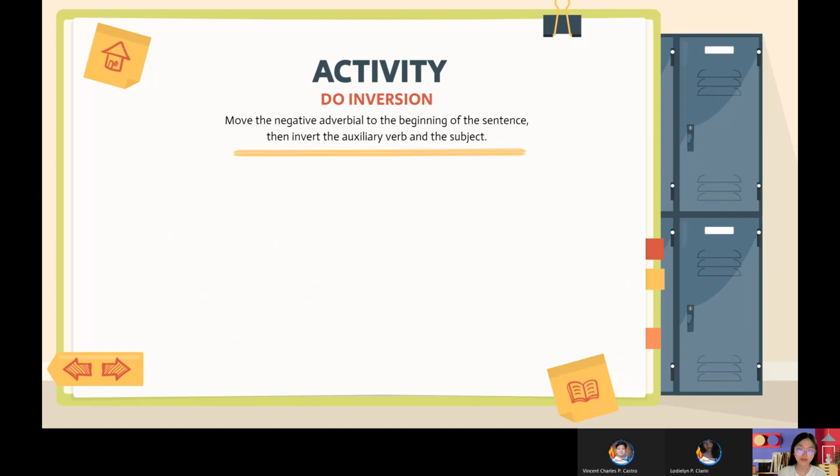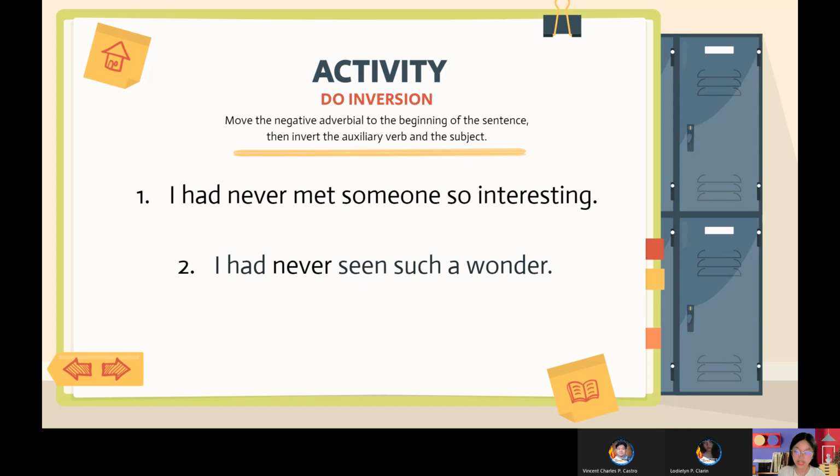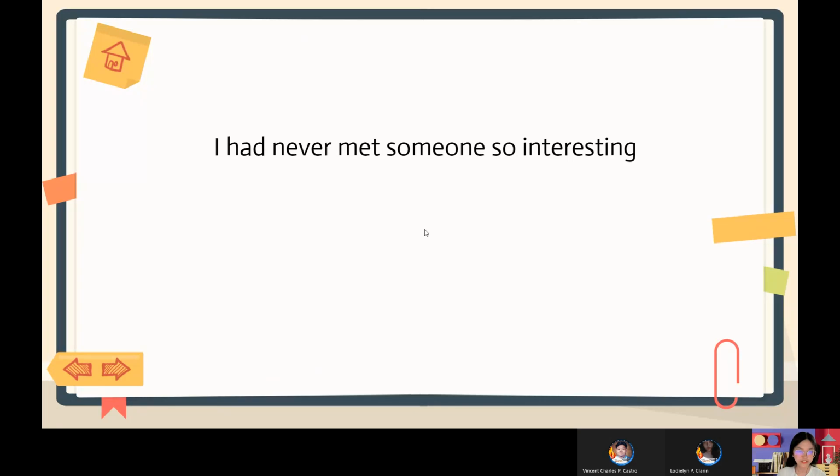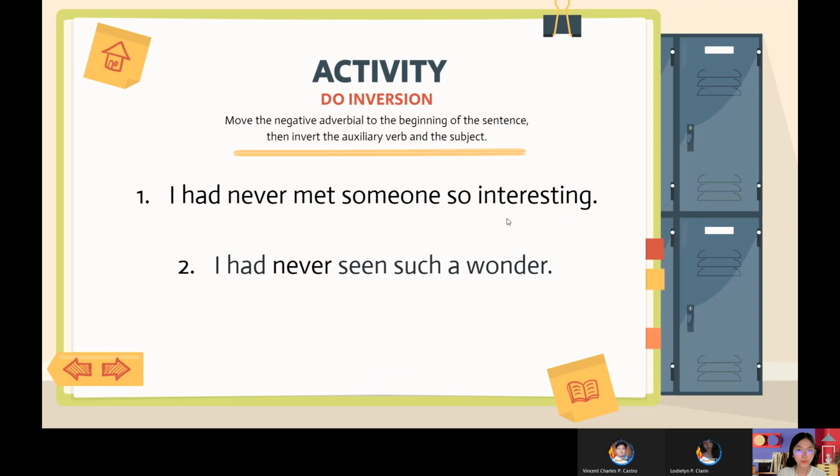To make things again a bit more challenging for you, I will be giving you an activity to answer. This will also serve as your oral recitation for the class. So Miss Clarine will have the first sentence and Mr. Castro will have the second sentence as their activity. What we will be doing again is to move the negative adverbial to the beginning of the sentence and then we invert the auxiliary verb and the subject. So I'll be giving you 5 minutes to do your activity. You may start now.